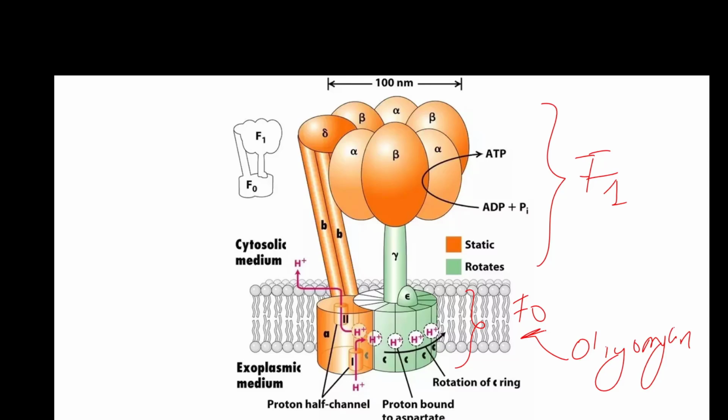And it contains 3 beta subunits that are the sites of the ATP synthesis. Okay, and these are the sites of ATP synthesis. So at the center of this F0 ATPase is the gamma subunit. Okay, so the rotational motion of this ATP synthase synthesizes ATP by harnessing the proton motive force.